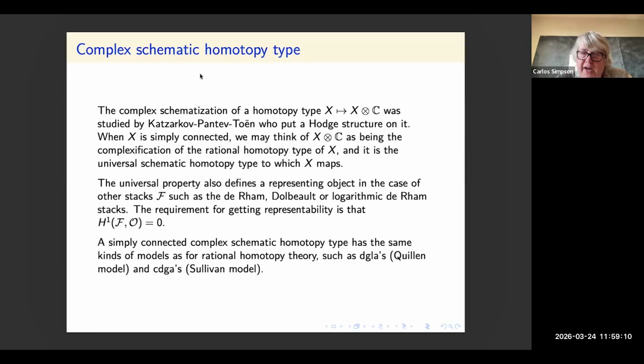The universal property defines a representing object for other stacks also, such as the things we've been looking at, the de Rham, Dolbeault, or logarithmic de Rham stacks. The basic requirement to get representability is that the first cohomology of F of our stack with coefficients in O should be 0, which is basically simply connected, but you just really need that for maps to additive group schemes. Then you could do calculations, although as I said before, we're trying to avoid doing any calculations here. But if you needed to, you would have models for these things, which would be either DGLAs or CDGAs, defined over the complex numbers rather than over the rationals.